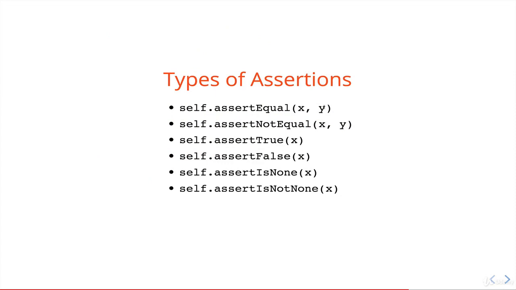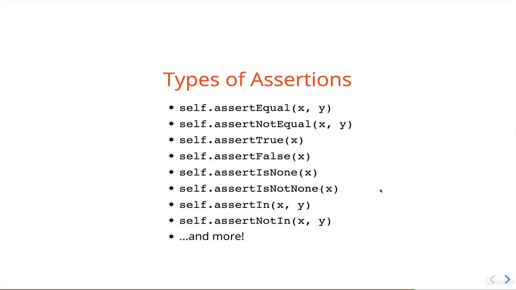Other types of assertions, there is assertIsNone and assertIsNotNone. So if you want to make sure the value you get back is not None, I've used that one quite often. There's also assertIn and assertNotIn, so that we could use that to test if a value is in a range of values or in a list of values. And there's also more. You can look in the documentation to see those.